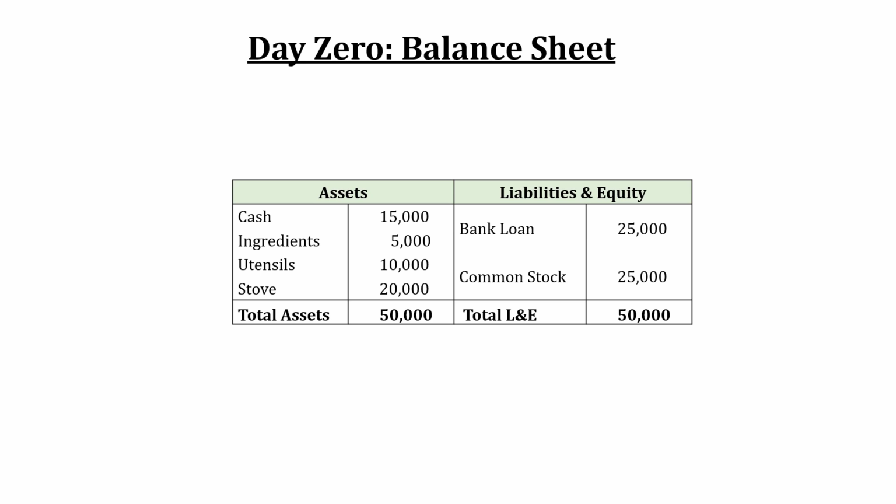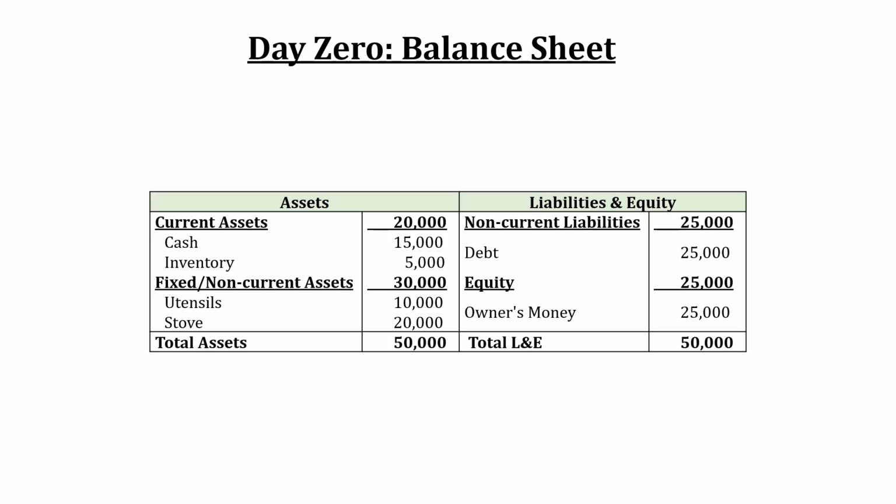If we reconstruct this balance sheet into a standard format, this is how it will look. We'll put cash and inventory under the current section. We'll put utensils and store under the fixed or non-current assets. We'll put debt under non-current liabilities and we'll put the owner's money under equity. There's no change in the balance sheet. All we did was repurpose it. And this is how our day zero balance sheet will look.